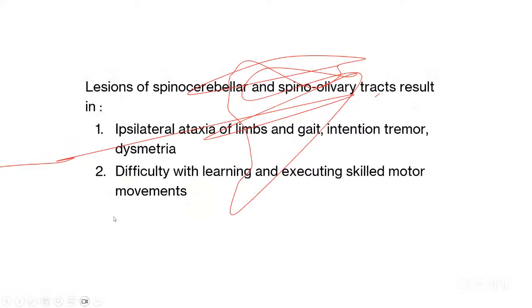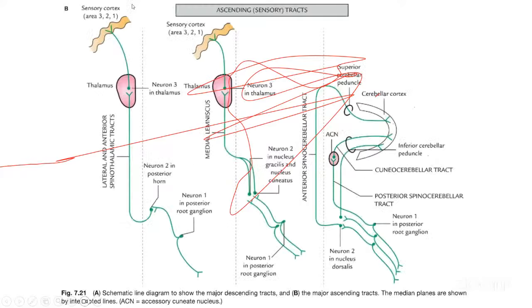So any lesions in the spinocerebellar and spino-olivary tracts result in ipsilateral ataxia of the limbs and gait, intention tremor, dysmetria, so cerebellar signs mainly. And as we already read, it plays a role in difficulty with learning and executing skilled motor movements. So these are the ascending tracts which we just discussed.